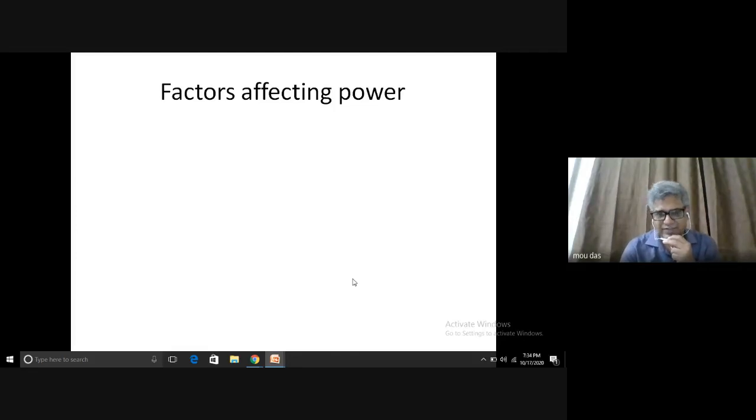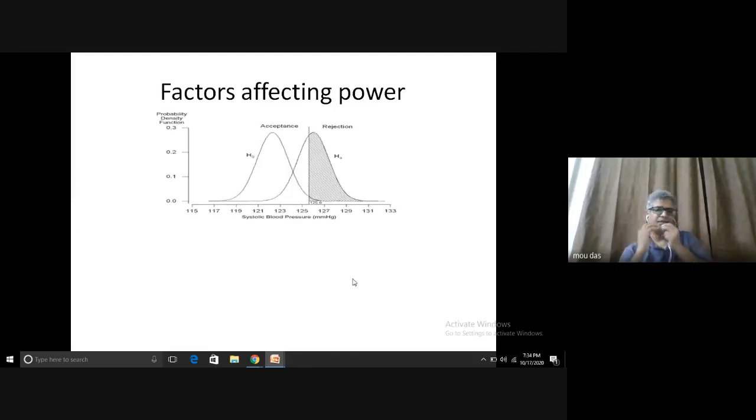So what are the factors that affect power? Again, from this diagram, we can see how you can increase the power, simply by making these curves steeper. If you make the normal curve steeper, then for the same alpha, you will have more power. And how can you do that? You increase the sample size. How? If you increase the sample size, the denominator in the standard error, that is the square root of n, increases. And we have seen from the central limit theorem, the curves will become steeper. So for the same alpha level, the power will increase.